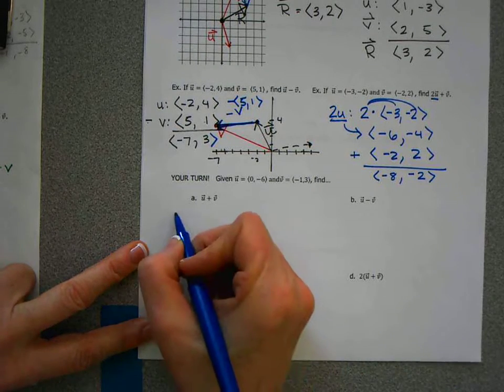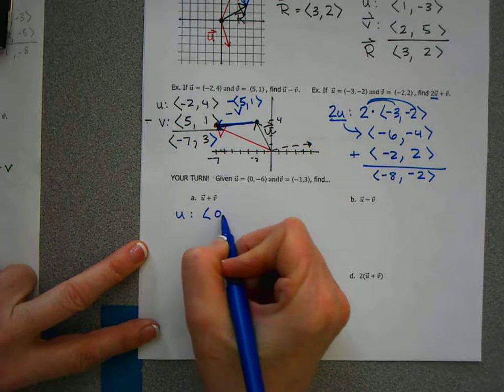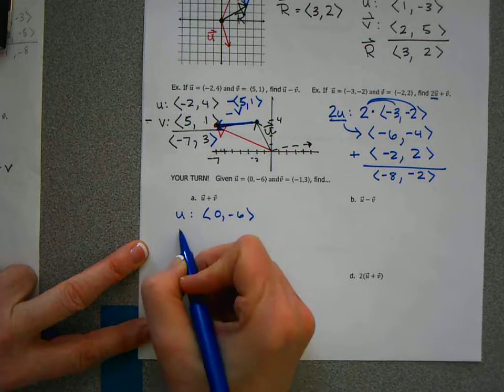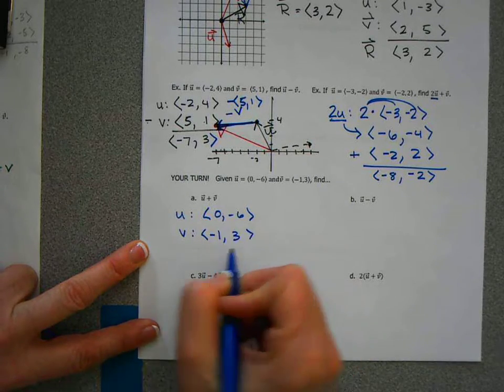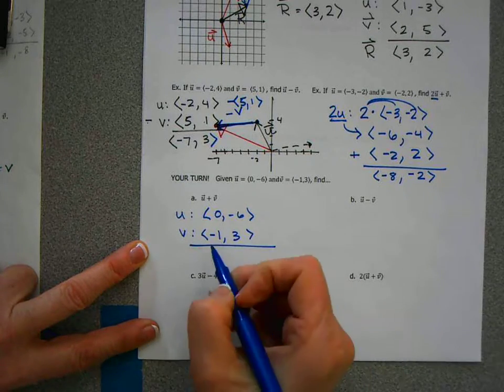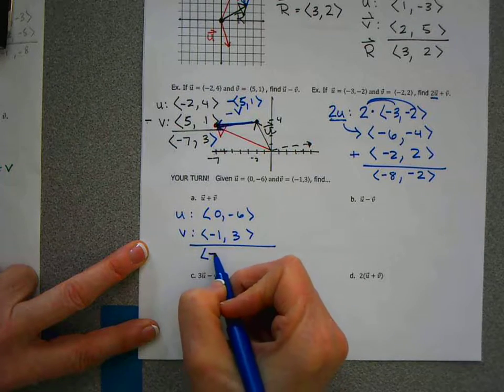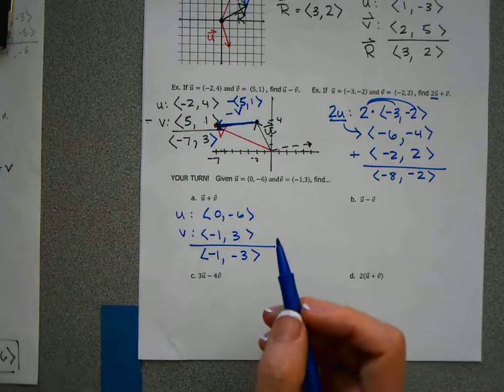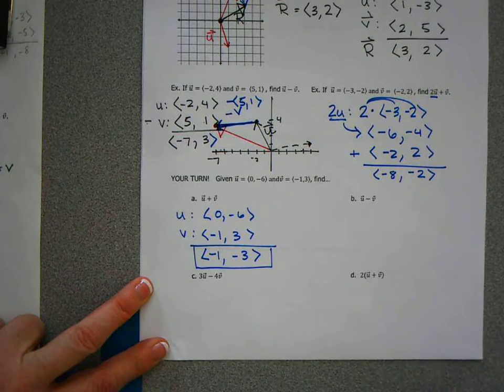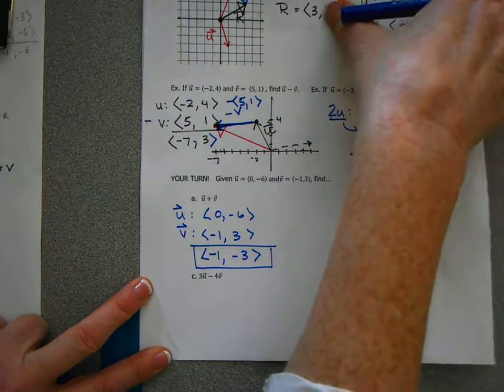So I have u as 0, negative 6. I have v as negative 1, 3. And I'm just going to add them together. And I'm going to get negative 1, negative 3. And that is going to be the result. So that's my answer, u plus v. So now we've got 2 things going on in C.